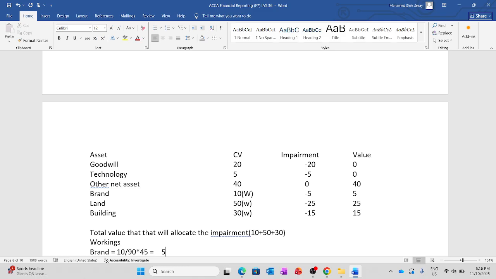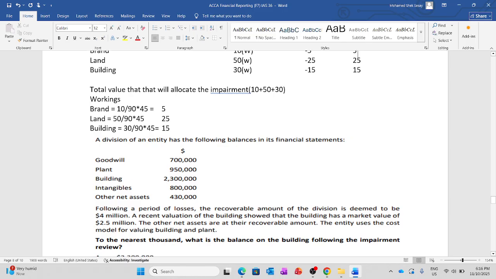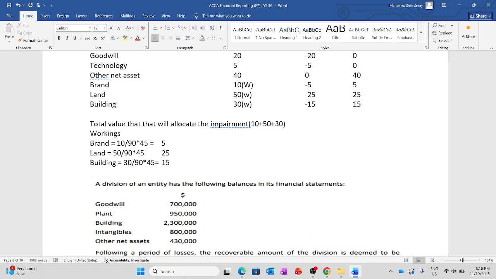Then the question also talks about other assets, which are assumed to be at their recoverable amount. So we are not going to calculate any impairment for them. That's why we include 0 under the impairment calculation. Then as per IAS 36, all other assets, we need to prorate based on the carrying value. So we took the carrying values of 10, 50, and 30, the total of 90, then we calculate based on the carrying value. So this is the concept that we need to know about the cash generating unit.